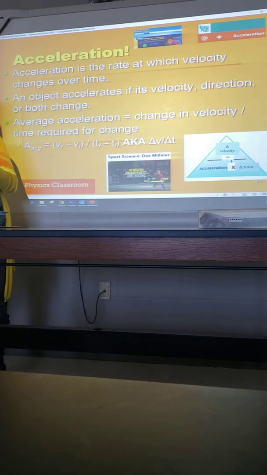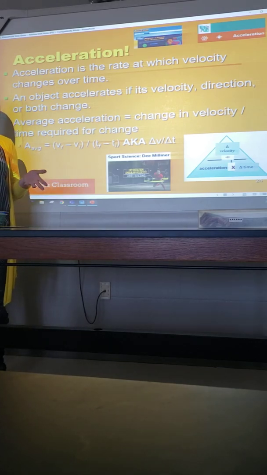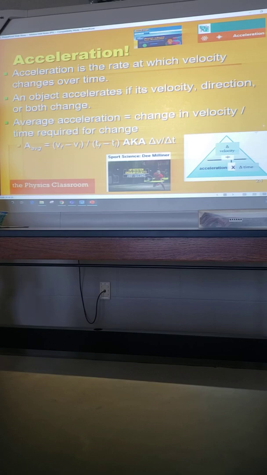So obviously acceleration is going to have its own unique set of units, a new type of unit that we haven't looked at yet. A typical one is going to be the meter per second squared, or the meter per second per second. And I'll walk through where those units actually come from.